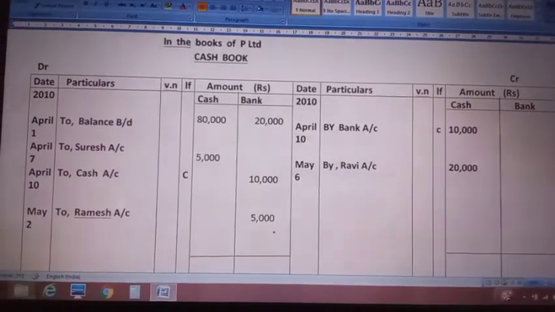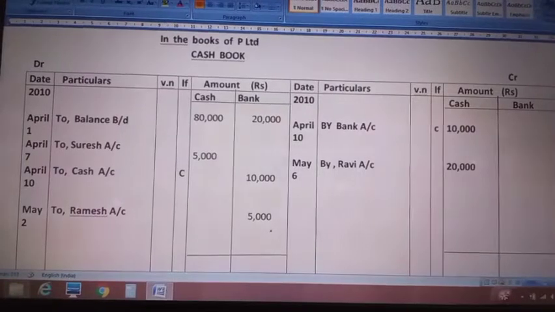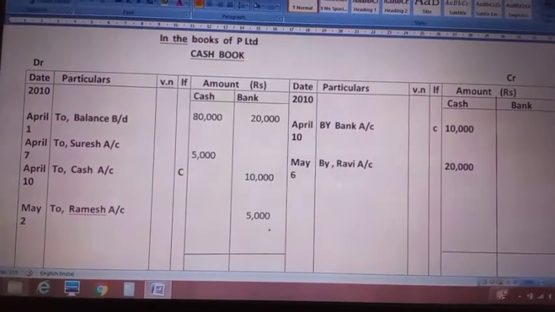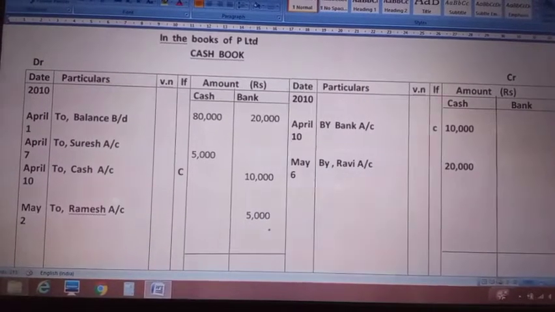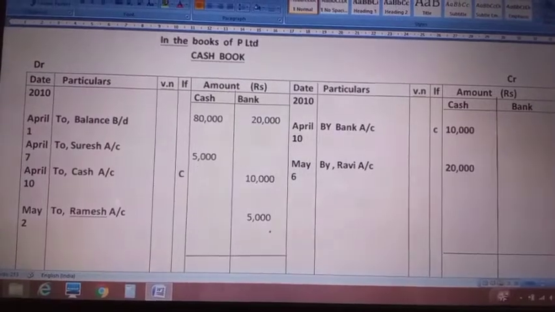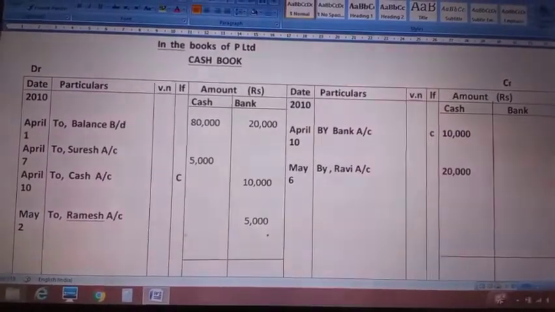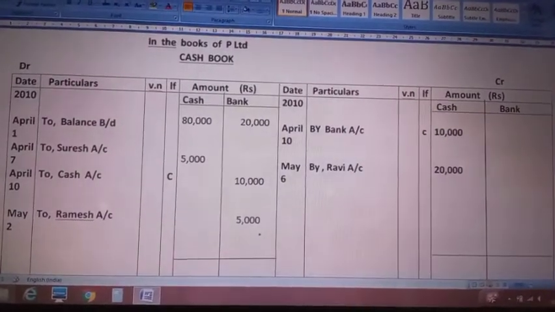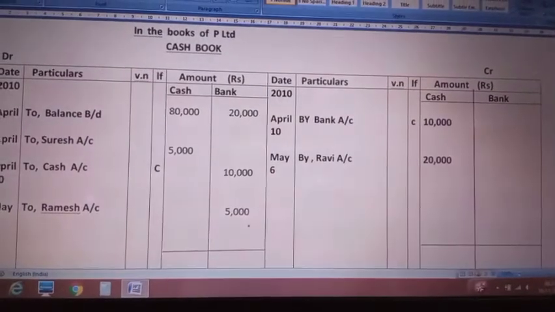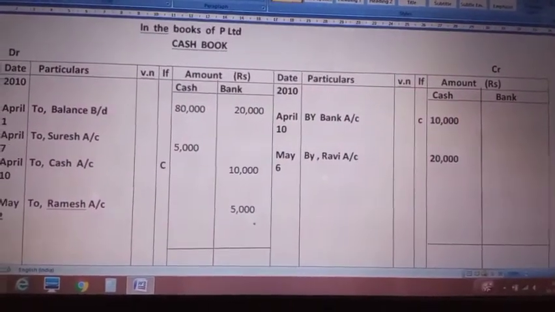Okay, so we write here to cash account, and since our bank balance is being increased, on the debit side we will record this 10,000 in the bank column, not in the cash column. Why? Because we are depositing cash in the bank, so bank value increases and our cash value decreases. Okay, same thing on the credit side. By April 10 we will write by bank account, and I will write the amount in the cash column. This shows that the cash of the business is being decreased.